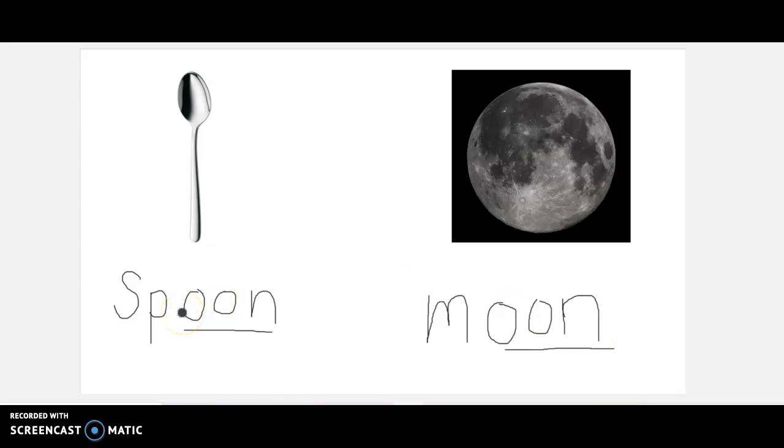The only part of these words that is different are the beginning parts of the word. So SP and M are different letters and different sounds, but the endings of both of these words stayed the same. So these words rhyme. So you can change the beginning sound of a word to make a new word that rhymes. Let's try another one together.